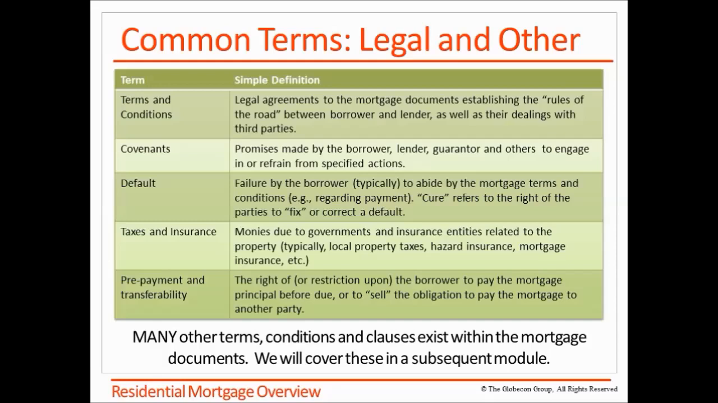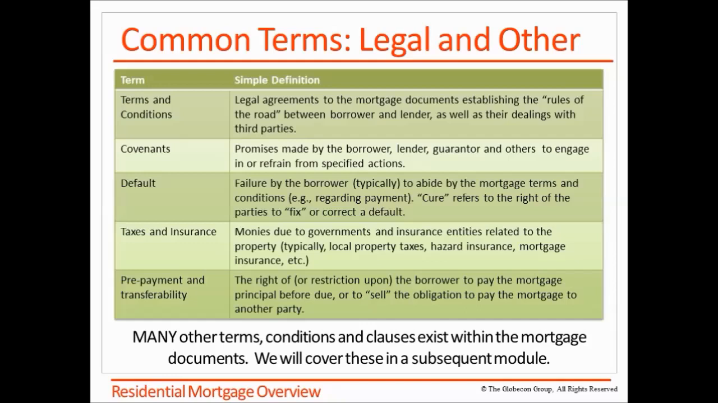You also have taxes and insurance, and this is money due to the government and insurance entities related to the property. Typically local property taxes, maybe state taxes, maybe a county tax. You have different types of insurance that are required as part of your mortgage. And so it's important to really have an idea of taxes and insurance when you're starting to look at your payments for your program.